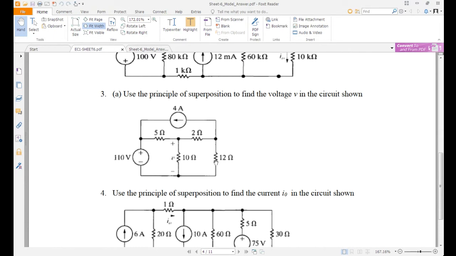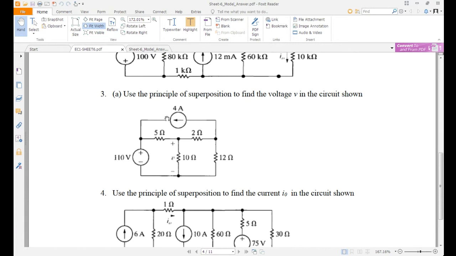So in the superposition theorem, many sources will be there in a circuit. Find out the voltage across any element or the current through any element. How? When one source is active, the other sources should be zero.